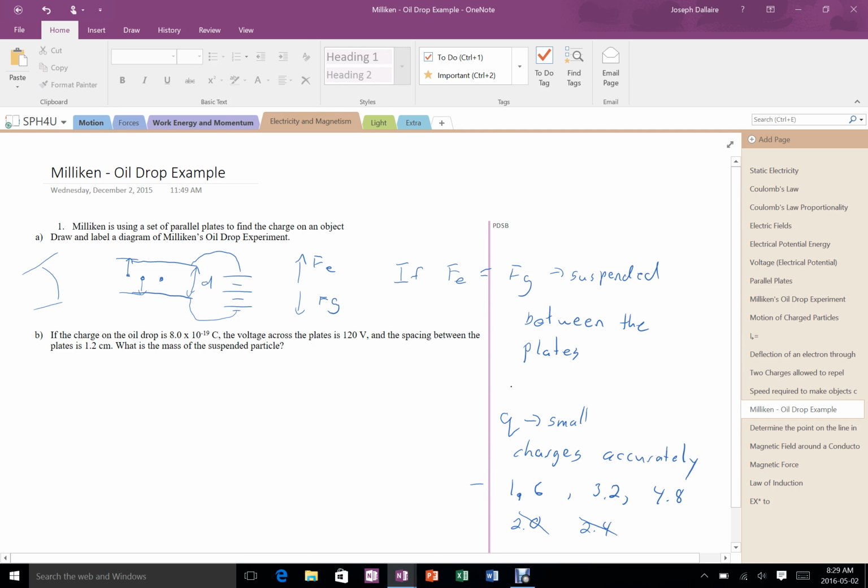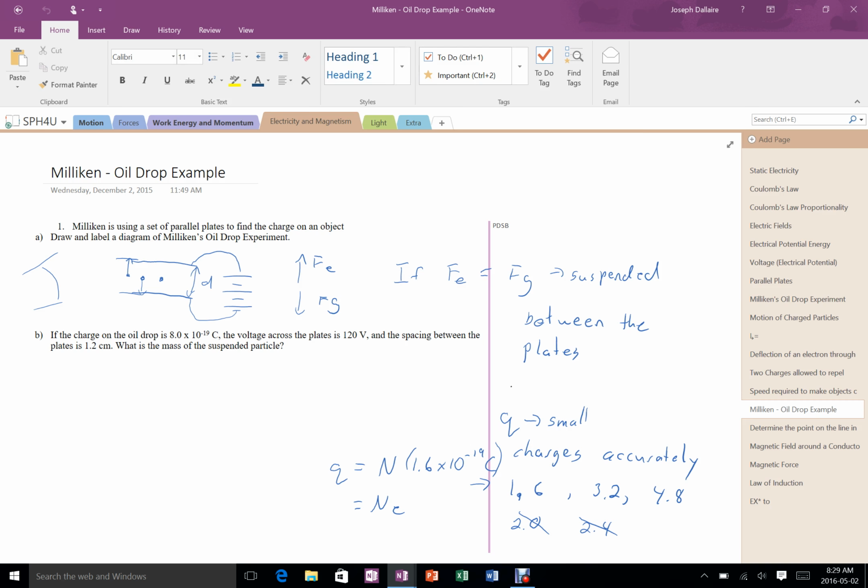So by looking at this, what he discovered is that the Q must be some multiple times the charge 1.6. Now what he actually got was times the charge 1.6 times 10 to the negative 19 coulombs. And he considered that to be the elementary charge, the smallest charge that seems to be exhibited on any sort of matter. And that's sort of how he came up with the charge on an electron.